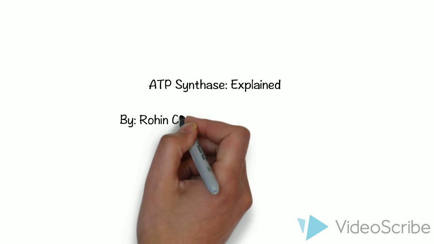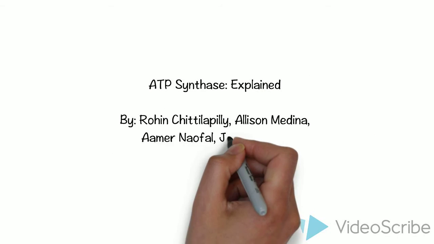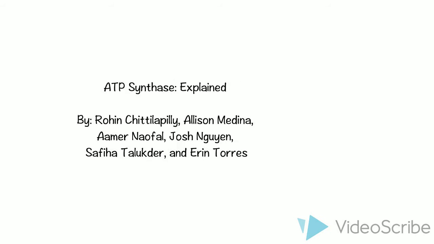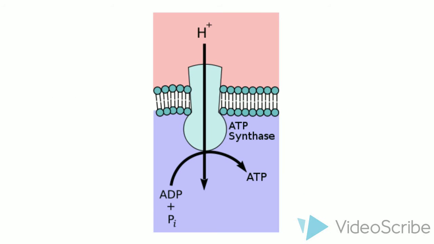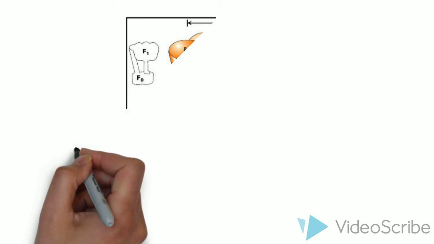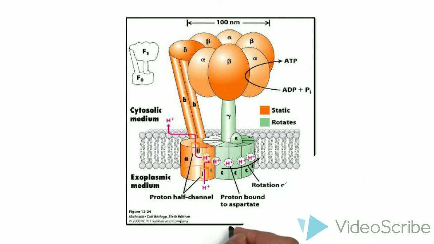ATP synthase is a very essential enzyme complex to our metabolism. Found in the mitochondria, it is directly responsible for catalyzing the formation of ATP from ADP and inorganic phosphate. ATP synthase is composed of two main subunits, F1 and FO.